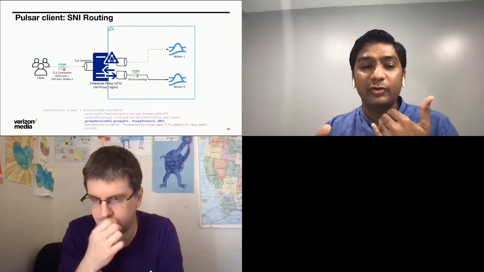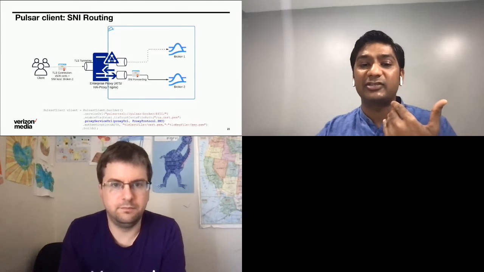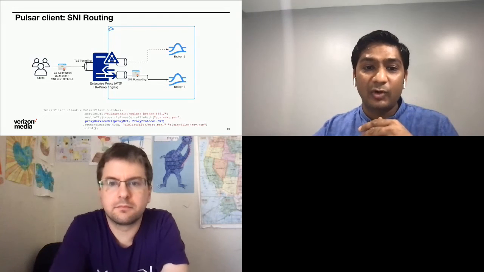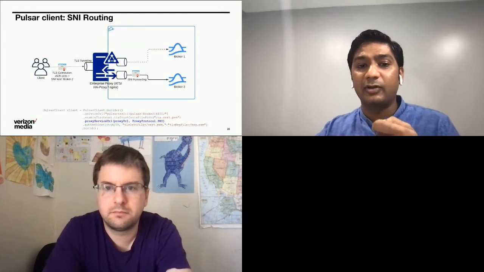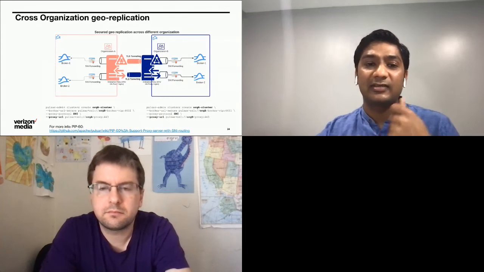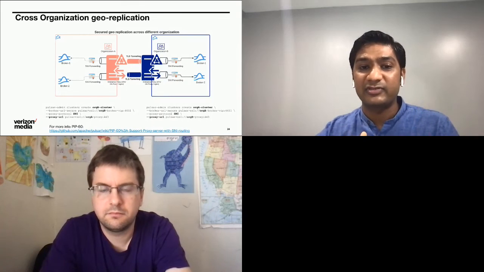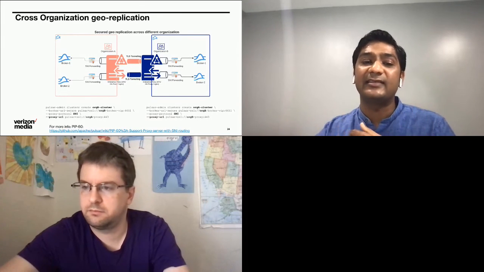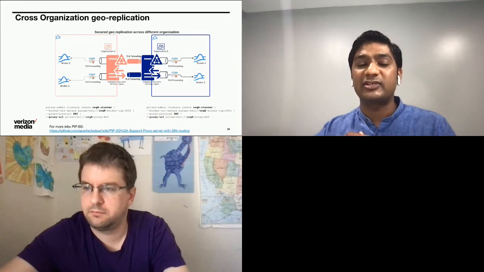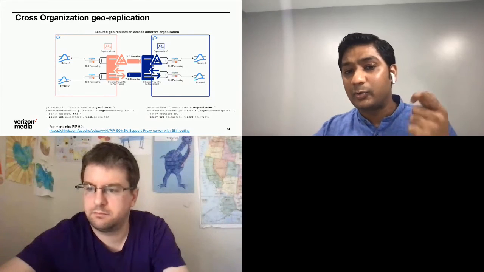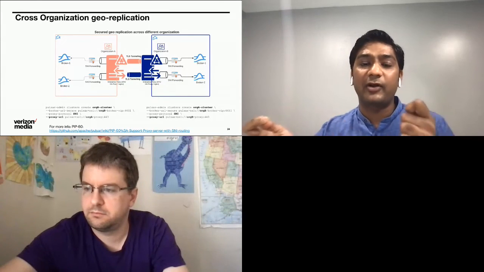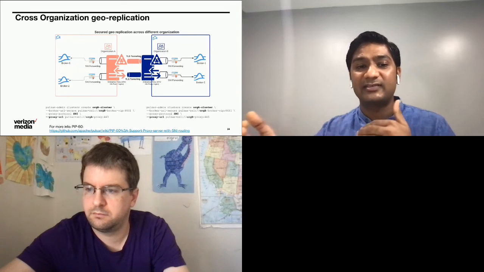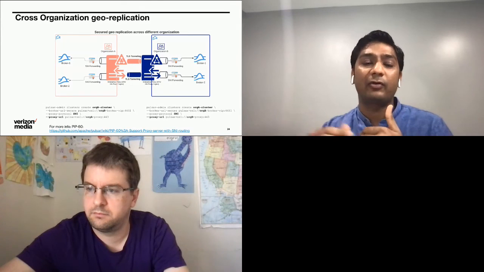We can also use SNI proxy for geo-replication to replicate data between two brokers. We can use SNI proxy solutions like ATS or HAProxy servers as a forward and reverse proxy on both sides of the client and server. Therefore, we can use a proxy server for geo-replication to enable geo-replication across two different organizations. The slide shows geo-replication between two different Pulsar instances running in two different organizations.